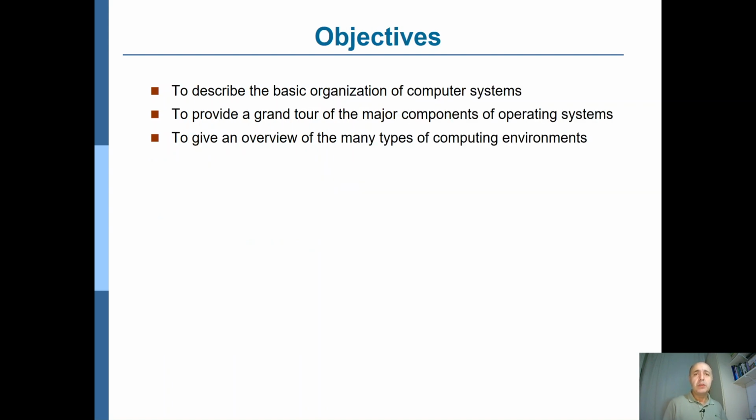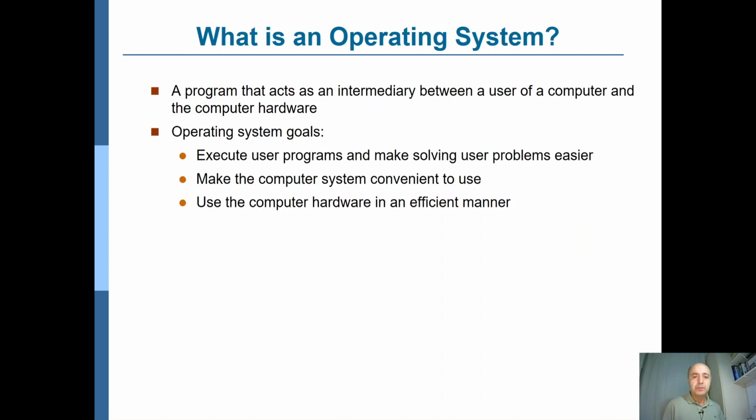So, what are the objectives of this course and this chapter? First of all, we will be describing the basic organization of a computer system, the components of an operating system, and have a tour of these components. We're also going to give an overview of different types of computing environments.